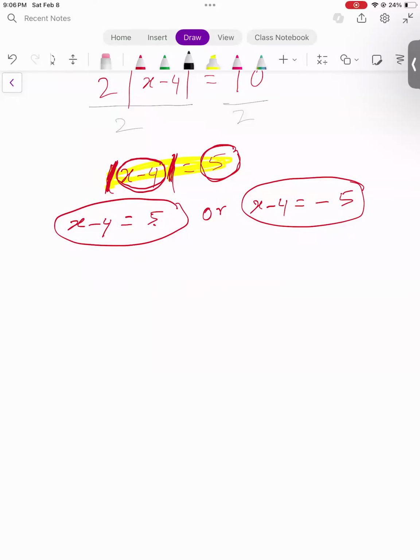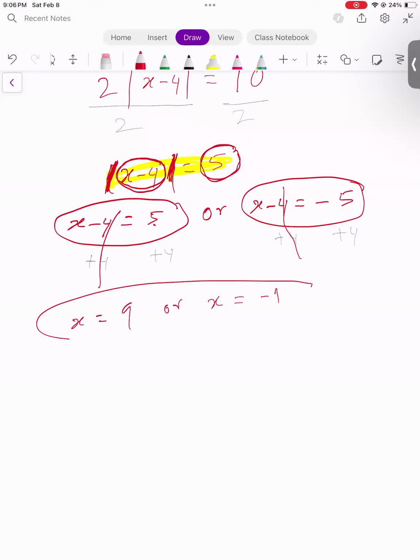Now once you rewrite without using absolute value, we have a linear equation. So you add 4 on both sides. This is 0, x equals 5 plus 4, 9, or x equals, this is 0, negative 5 plus 4, negative 1. And these are the two solutions for this absolute value equation.